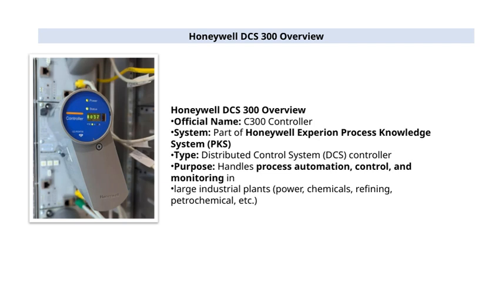Its primary purpose is to handle process automation, control, and monitoring in large industrial plants. These plants can include power generation facilities, chemical manufacturing, refining operations, petrochemical complexes, and more. Essentially, the DCS C300 plays a crucial role in managing complex, large-scale industrial processes, ensuring they run smoothly, safely, and efficiently. As we move forward in this presentation, keep in mind how this system forms the backbone of many critical industrial operations, enabling precise control and real-time monitoring.